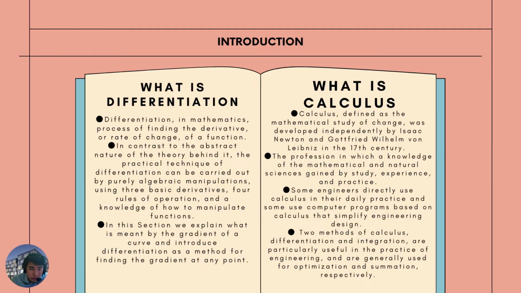So now we want to know what is differentiation, what is calculus, and what things can be done by differentiation. So what is differentiation? Differentiation is a mathematical process of finding the derivative, or rate of change, of a function. In contrast to the abstract nature of the theory behind it, the practical technique of differentiation can be carried out by purely algebraic manipulation, using three basic derivatives, rules of operation, and a knowledge of how to manipulate the function. In this section, we'll explain what is meant by the gradient of a curve and introduce differentiation as a method for finding the gradient at any point.